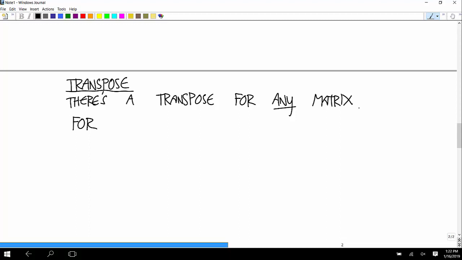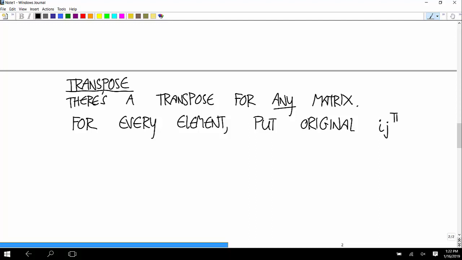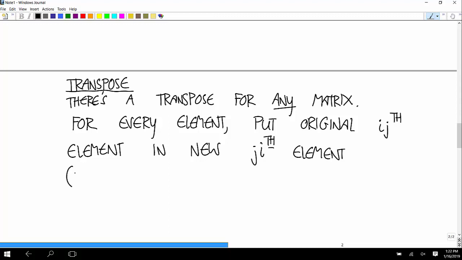And the way you do it is for every element, the original ijth element goes in the new jith element. So what you're doing is just switching the rows with the columns.